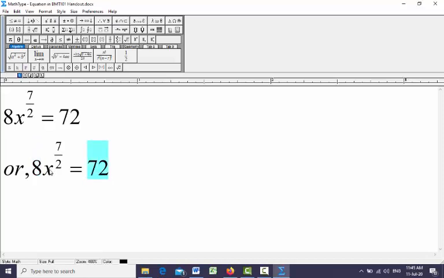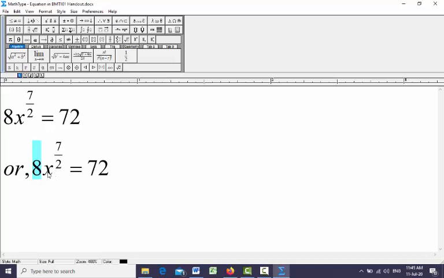So you need to bring this 8 to the right hand side. The isolated numbers should be brought together on the same side. So we should bring this 8 to the right hand side. As you can see, this 8 is in multiplication with x to the power 7 by 2.